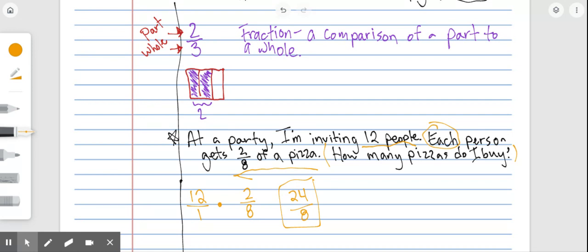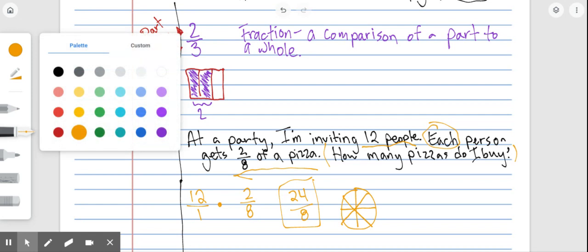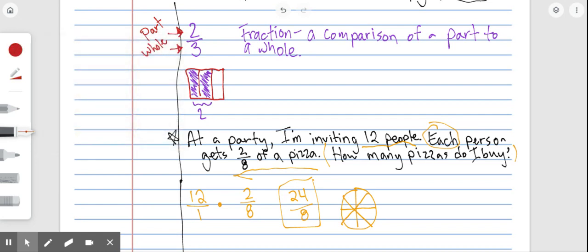Now remember, a fraction is a comparison of a part to a whole. So I'm going to start by drawing one pizza, and I'm going to cut it into 8 pieces. 4, 6, 8. Okay, so then I'm going to start coloring in the pizza to figure it out. I've got 1, 2, 3, 4, 5, 6, 7, 8. Okay, so this is 8/8. Then I'm going to do a second pizza. So that's one pizza. Now I've got a second pizza. We'll cut it again, just like the last one, into 8 pieces.